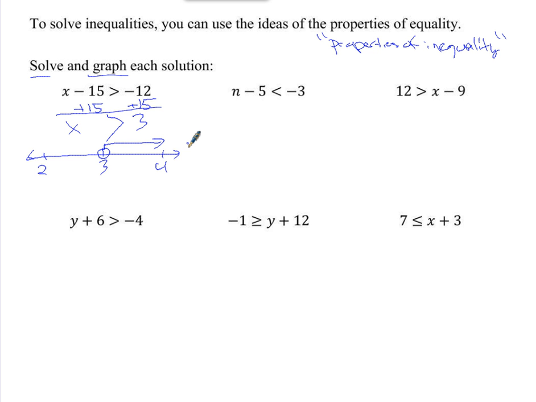All right, I'm also going to go a little bit ahead in the book here, and I'm going to introduce a way to write your answers. It's called set builder notation.